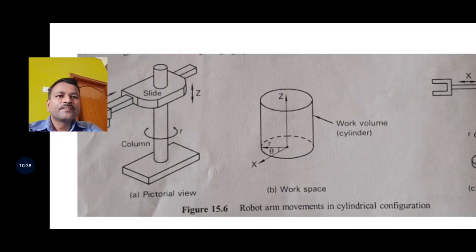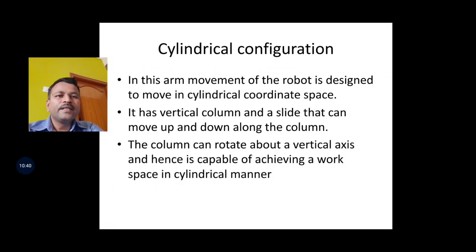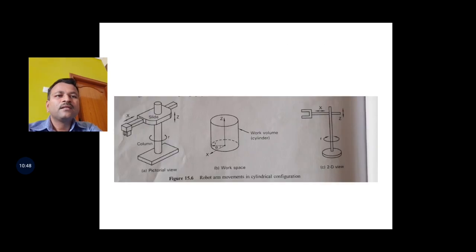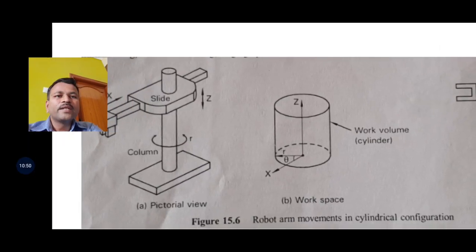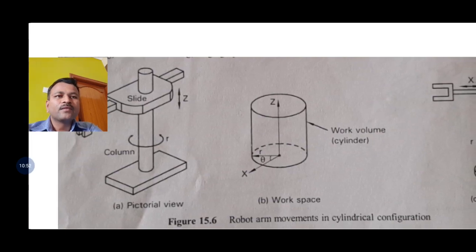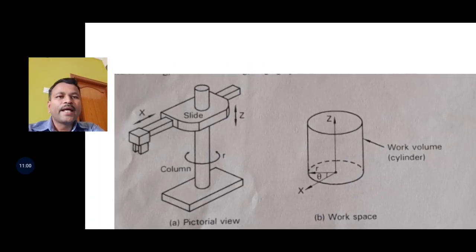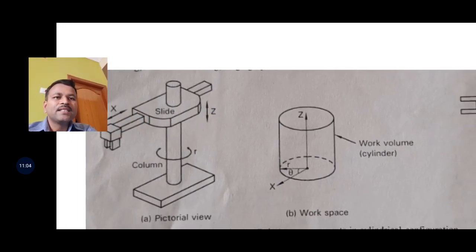So the workspace. The column is there. As I told you, the column can rotate about a vertical axis and hence is capable of achieving the workspace in a cylindrical manner. So this column can rotate so that work will be achieved in a cylindrical manner, which we call a cylindrical configuration. These two directions only, x direction and z direction. No y direction here, only x and z directions.